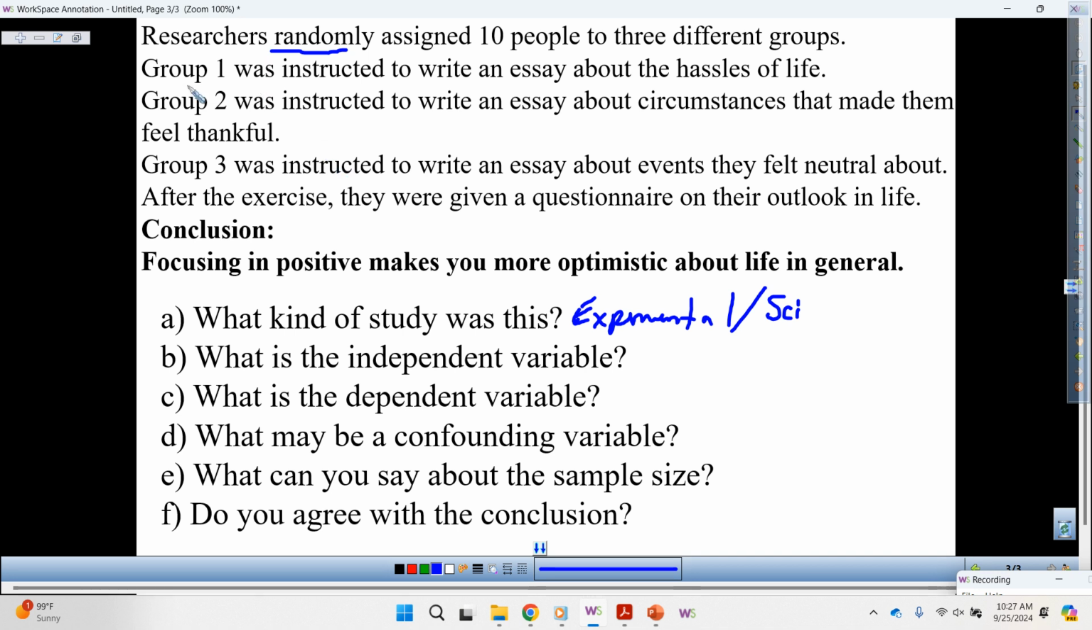It says, Group 1 was instructed to write an essay about hassle of life. Group 2 was instructed to write an essay about circumstances that made them feel thankful. Group 3 was instructed to write an essay about events they felt neutral. Question, what is the independent variable? Which means, what was introduced to make them change or make them act upon that? Tell your neighbor, what would be our independent variable?